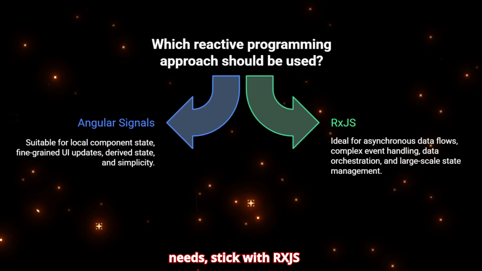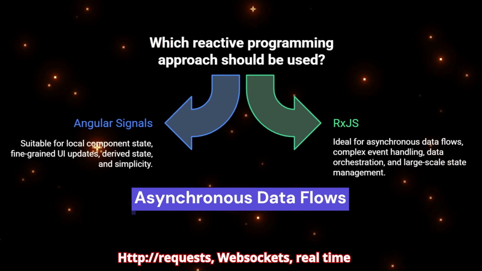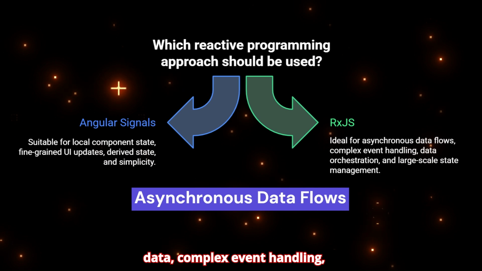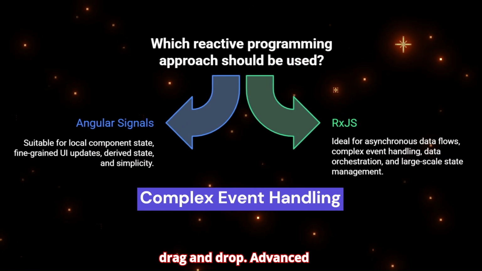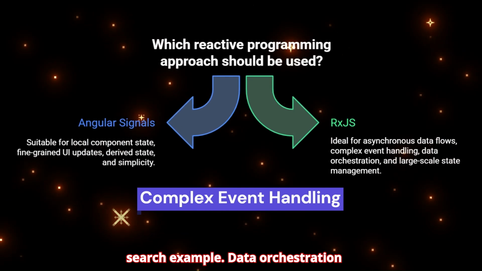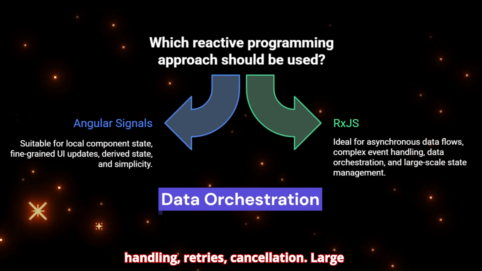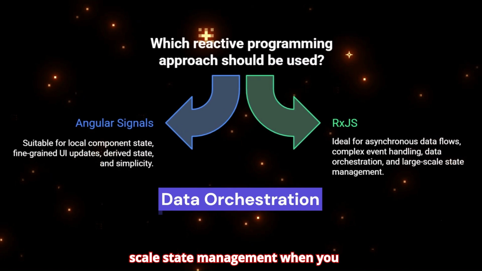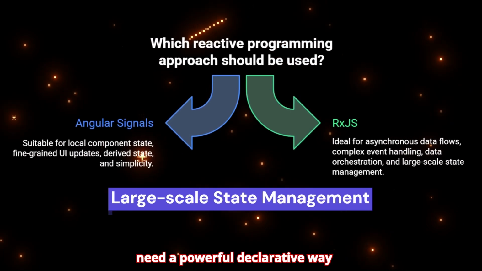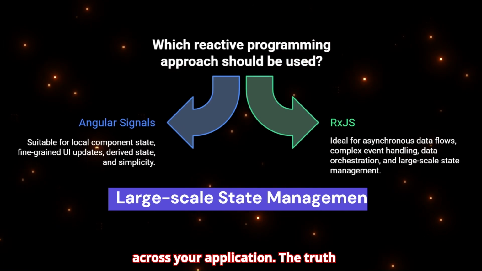Stick with RxJS for asynchronous data flows, HTTP requests, WebSockets, real-time data, complex event handling, drag and drop, advanced user interactions, debouncing, like our search example, data orchestration, combining multiple data sources, error handling, retries, cancellation, large-scale state management, when you need a powerful, declarative way to manage complex data streams across your application.